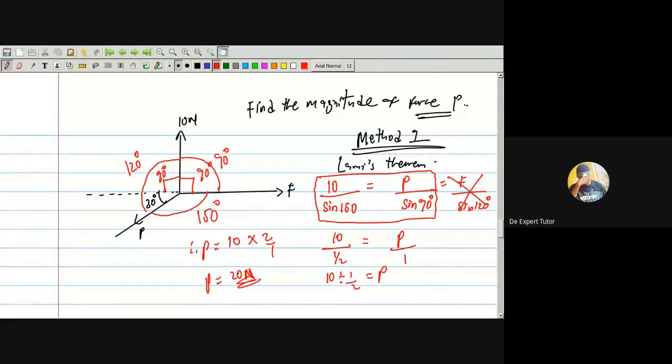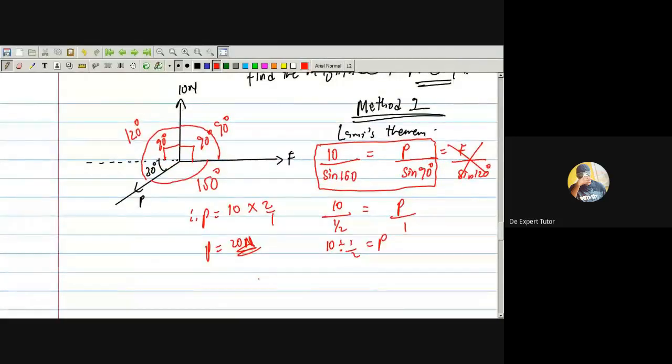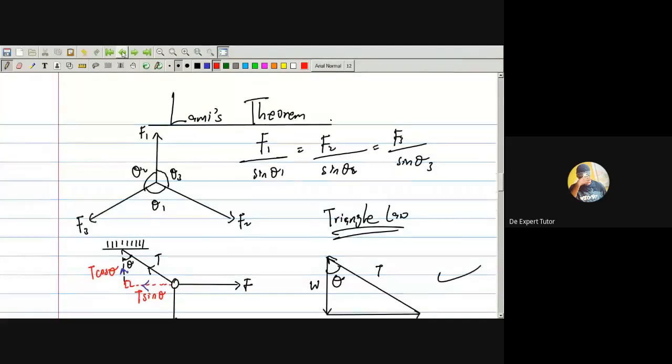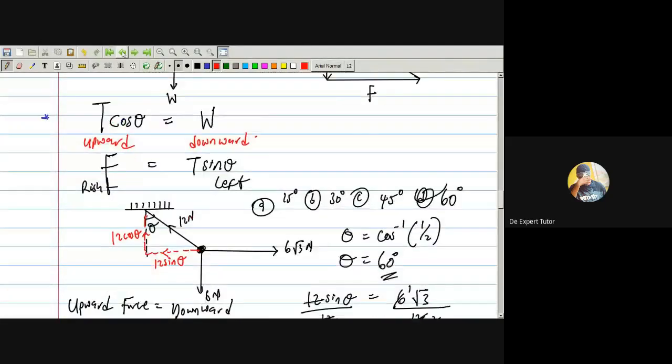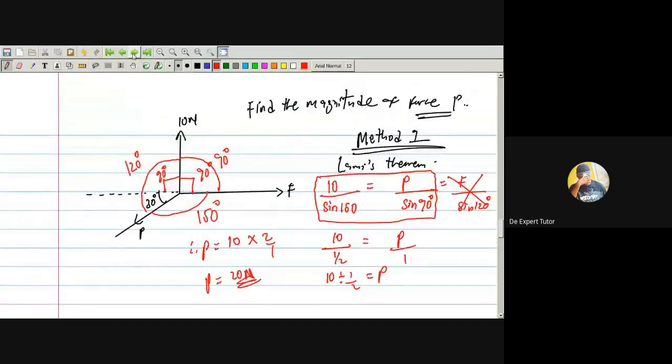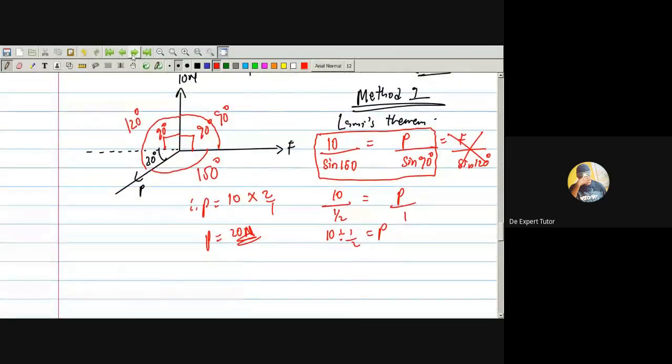But some people don't know Lamy's theorem, like me in this class. I only know what they taught us in this class, which is resolution, upward force, downward force. How do we solve this question? Okay, I will draw the diagram. Now, please check it out. Let me just draw it smaller here.